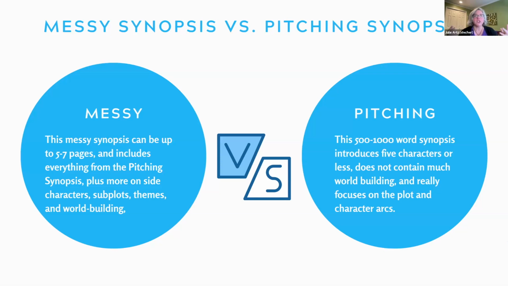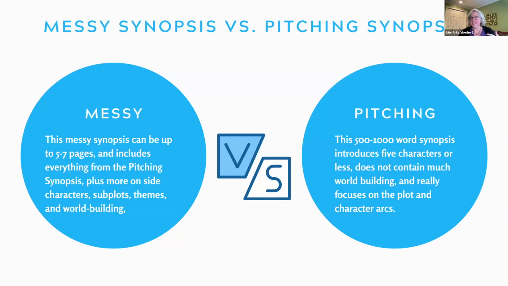And so I want to just really quickly talk about the difference between a messy synopsis and the pitching synopsis that you've maybe heard about before. Usually, a synopsis used for pitching is like 500 to 1,000 words. It introduces no more than 5 characters. It doesn't contain very much world building. It really focuses on those 4 questions that we talked about: the story goal, the stakes, the plot arc, and the character arc for that main character, right? It's pretty short, 500 to 1,000 words.